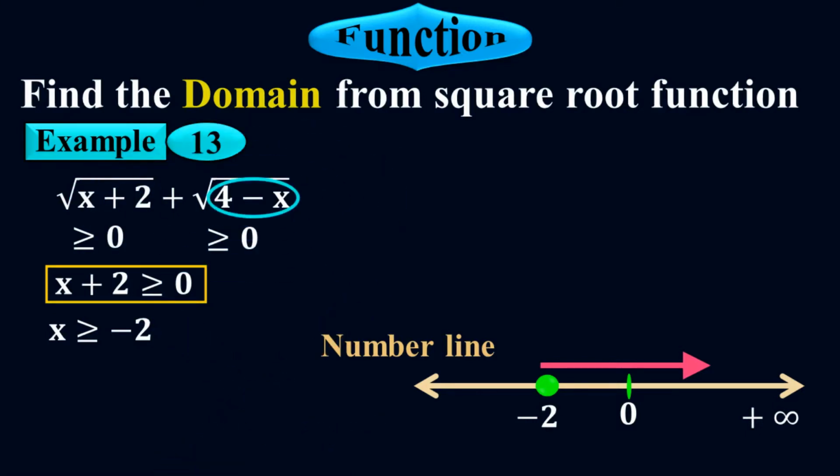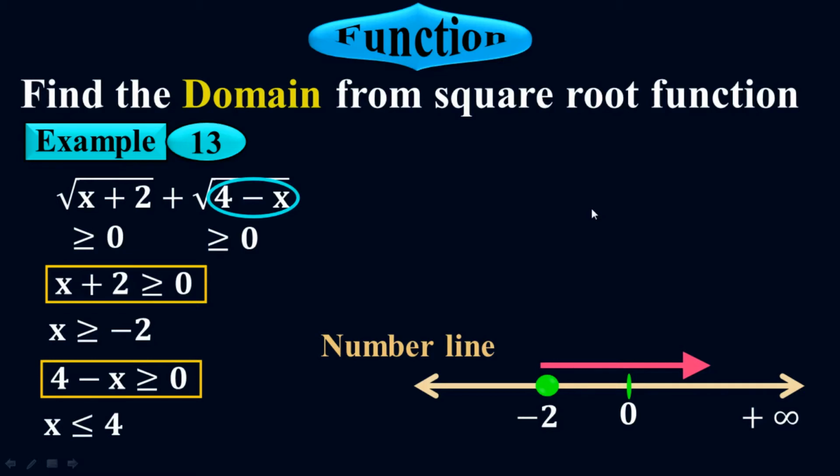Let me take the second square root. 4 minus x will be equal to or greater than 0. Here 2 has been added to x, but here x has been subtracted. It's exactly like 4 minus x equals 0. If I take out x from here, I will get negative x equals negative 4, because this 4 will go on the other side. To cancel the negative, this symbol will go the other way around. It will go in the opposite direction. Like here it is greater than, it will become less than or equal to. So my x will be equal to or less than 4, because I cancel out the negative on both sides.